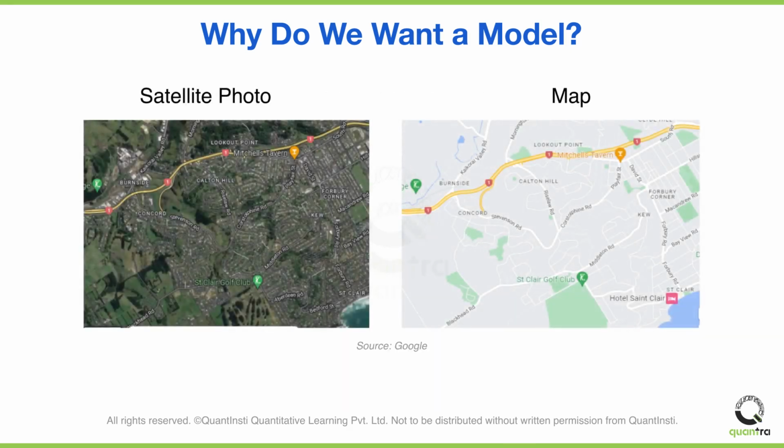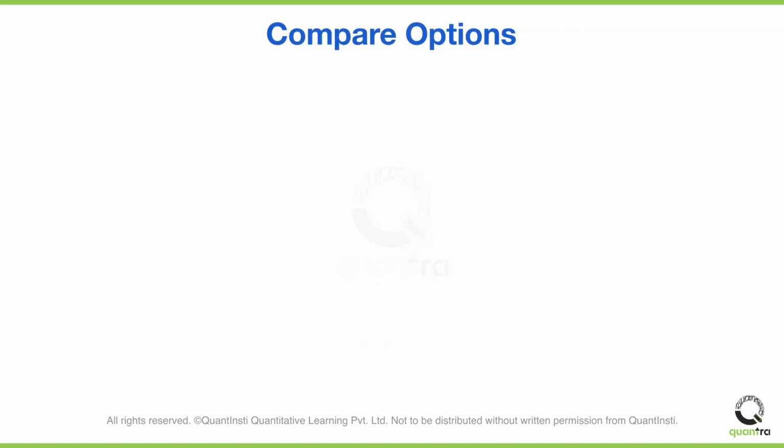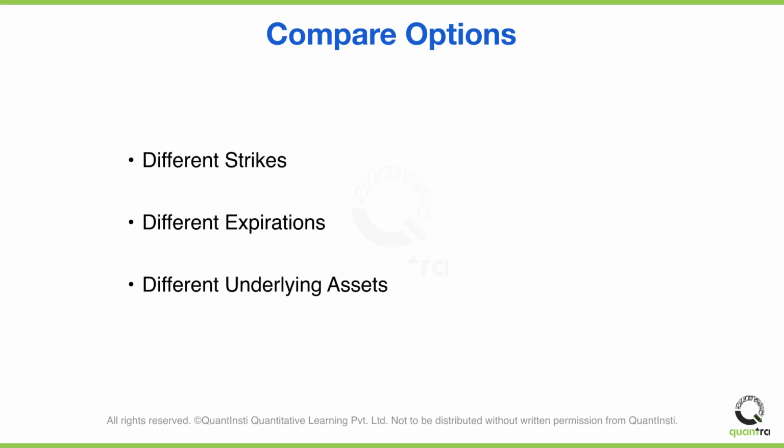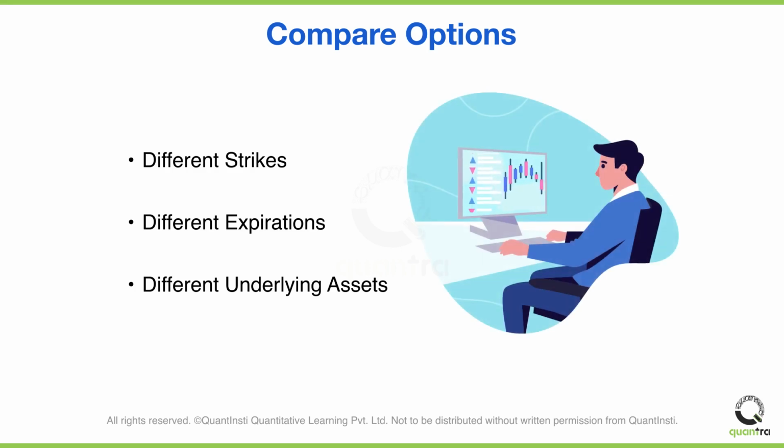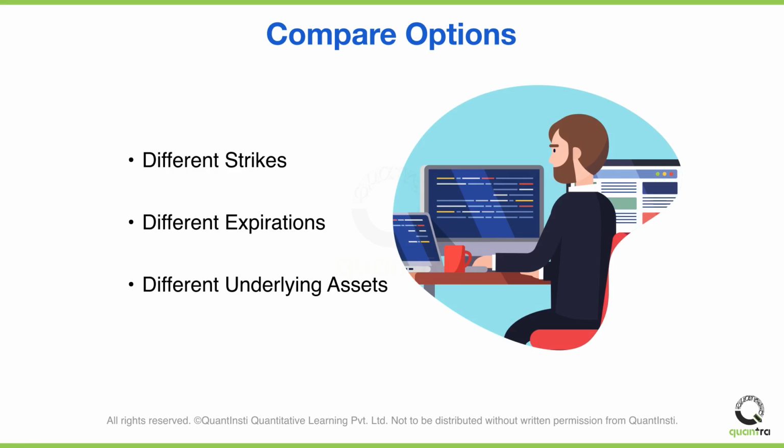Here you can see a satellite image and a map of the same place, both sourced from Google. The map is less accurate, but much more useful. An option pricing model lets us compare options with different strikes, expirations, and underlying assets. It reduces the information from thousands of quickly moving options prices into a few slowly moving parameters.